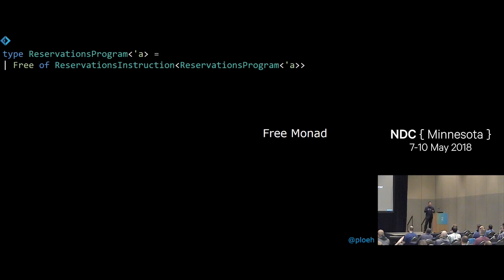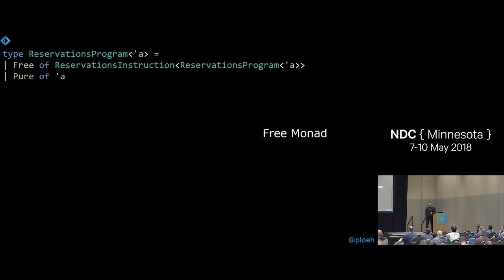And then you say, well, but wait a minute, reservation program of A, that's what you're defining right now. Yeah, this is a recursive data definition. So get used to working with recursion if you want to do functional programming. All right, so how would you ever create a value like this? You'd use the free data constructor, and then you need to create one of those instructions. In order to do that, I'll need to create a program. In order to create a program, I'll need to use the free data constructor, and then you'll just keep on forever. So you need a way out.